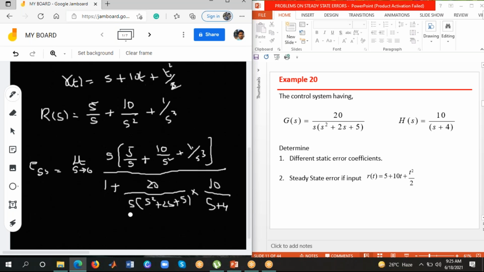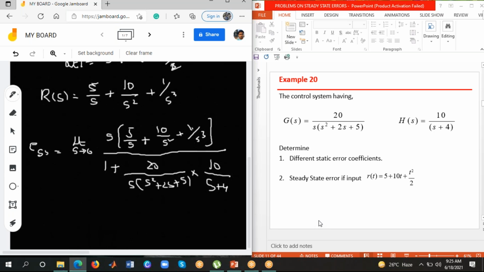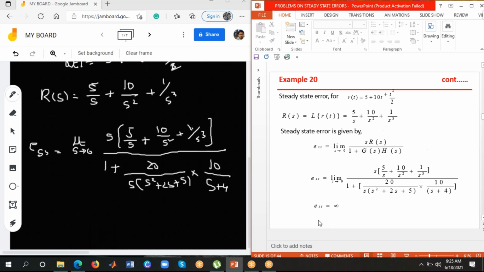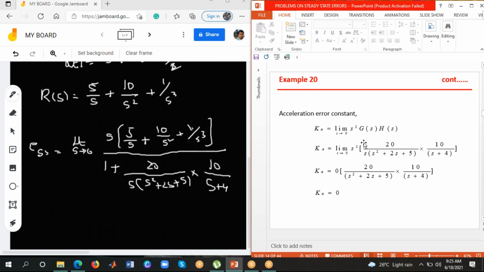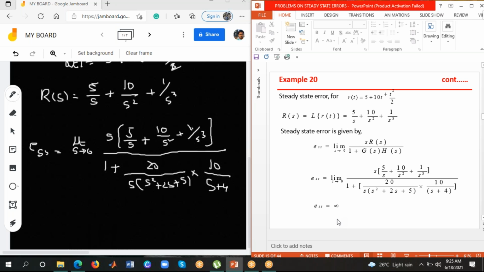Now we have to simplify this formula. So let me see how we can simplify. See here, this is the value we get. If you substitute s as 0, you will get some value divided by 0 in the numerator and denominator. Anything divided by 0 gives infinity. So if you simplify all this, finally you'll get infinity. This is the value of the steady state error for the given problem. Okay? So this is the way of finding the steady state error constants and the steady state error.